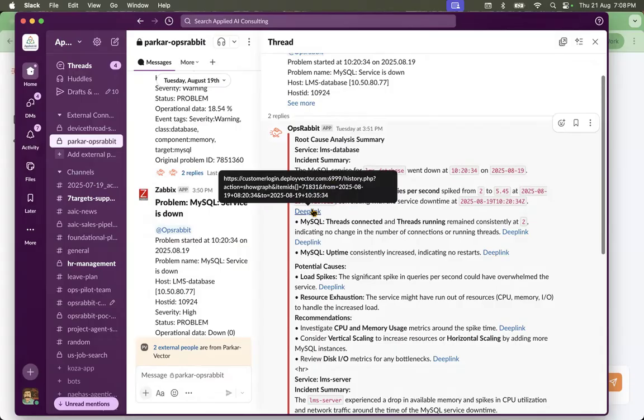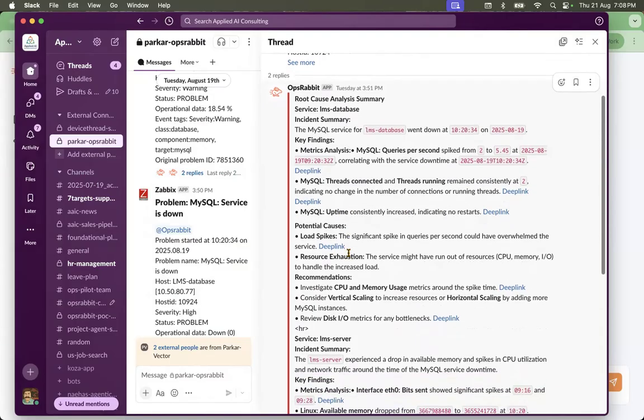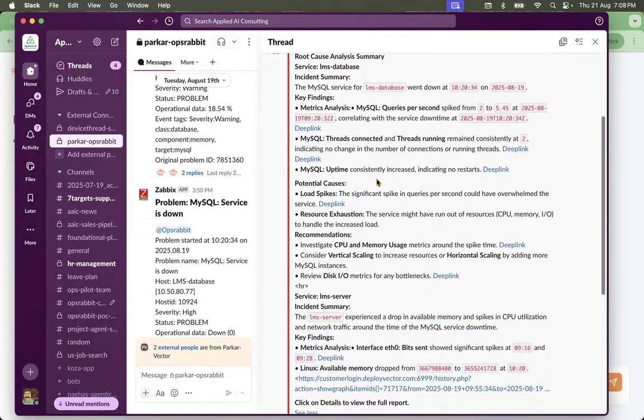From time and to time is very clear over here, right? It also checks other metrics, threads connected, threads running, were they consistent? So this looks like the number of threads running was consistent at 2. So the uptime, it had increased. There were no restarts. Okay. The uptime was very nice.